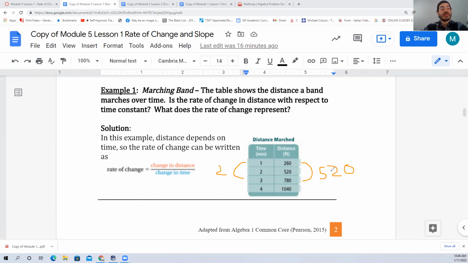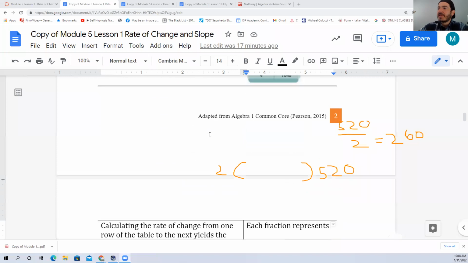The rate of change for the dependent variable, our rise, our y, divided by the rate of change for our independent variable, our x. So we have 520 divided by 2. Yep, it equals 260. So we're still good. It still makes sense. Our slope is still constant. Our rate of change is still constant. Remember, those things essentially mean the same thing.